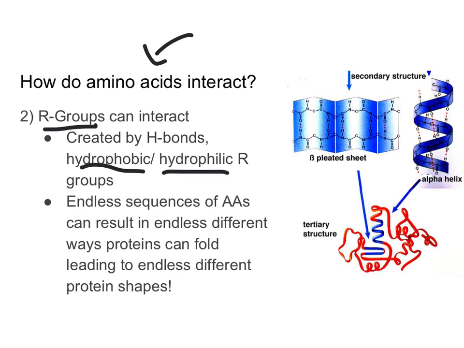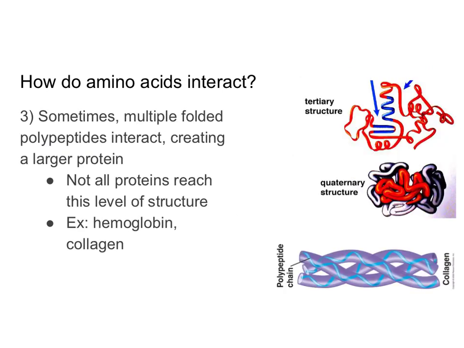If you have a positive R group, it might be attracted to a negative R group, and all these different interactions cause proteins to fold in different ways. So the endless different combinations of amino acids can result in endless different ways a protein can fold, which can lead to lots of different protein shapes and thus lots of different protein functions.